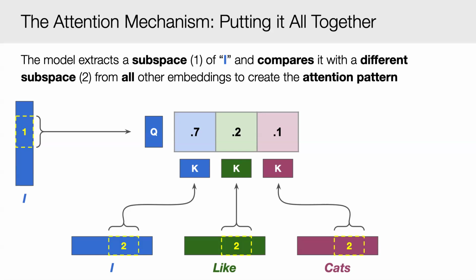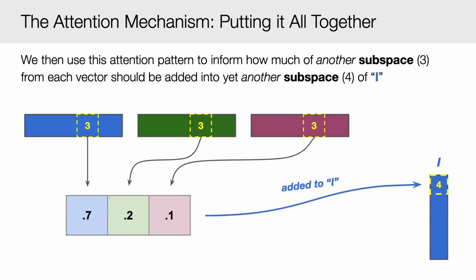And now that we have this attention pattern, we can segue into what we learned in the first part. Now we can use it to find out how much of another subspace we can add to the other subspace that we have. In this case, we choose subspace 3 from "I like cats" individually, multiply it by the attention pattern, and add it to subspace 4 in I. This is what performs the update and updates our understanding of what I means now.